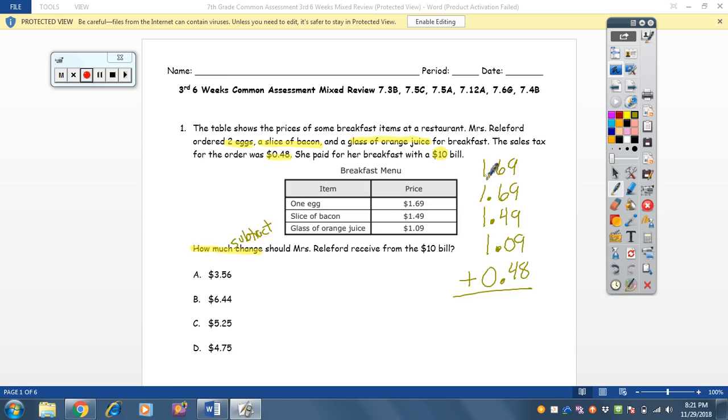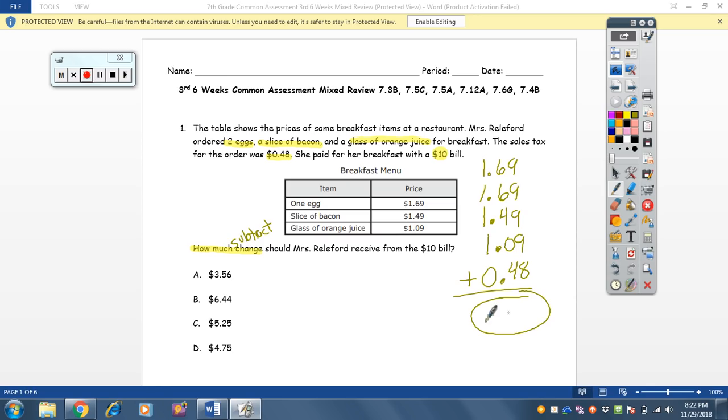Now in real life, I would add 2 together, and then I would add the next one, and then I would add the next one, and then I would add the next one. That's up to you. You could also round this to $1.70, $1.70, $1.50, $1.10, and 50 cents. Just know your answer won't come out perfectly.